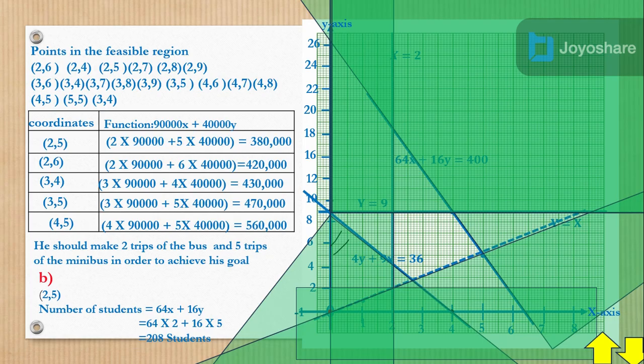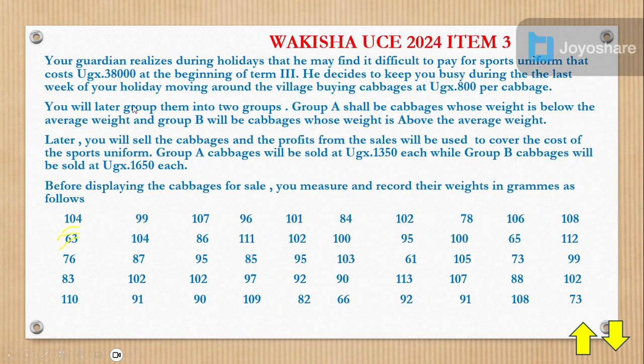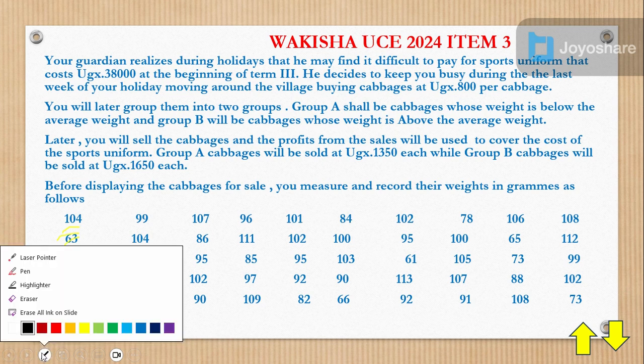Alright, so I need to go back. Now they're saying that you later group them. Group A shall have cabbages. Now they want to know, later you will sell the cabbages and the profits from the sales will be used to cover the cost of the sports uniform. So it means that you're going to buy the cabbages and sell them. To meet his goal, you must know how much you bought the cabbages for and how much you sell them for. Then get all the profit made, and see if the profit can cover the cost of buying a uniform.